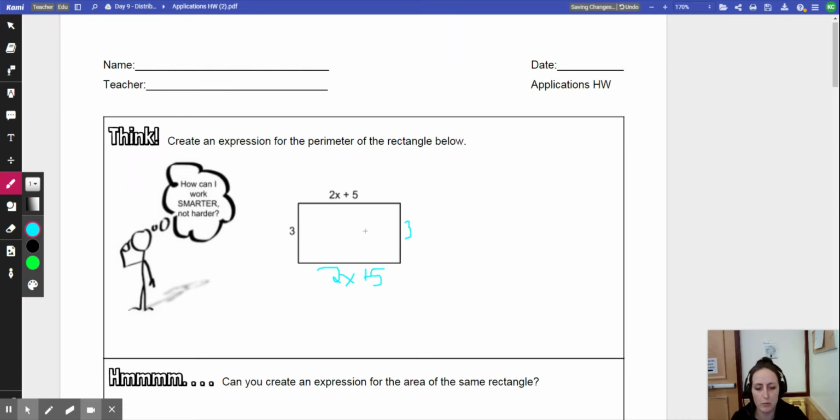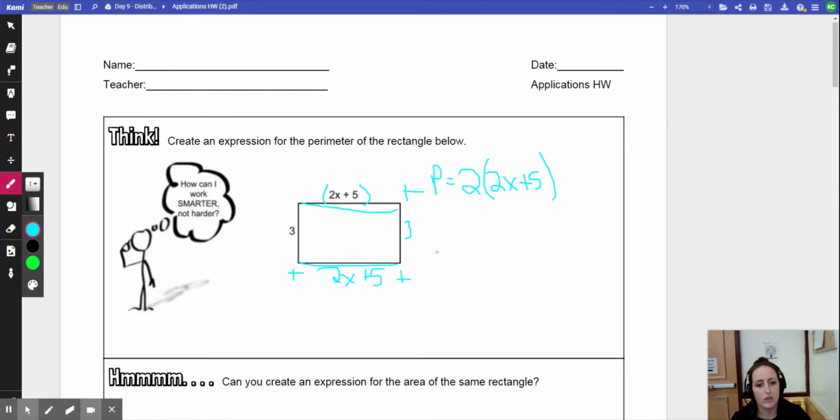Now, if we go to do the perimeter, of course, we can add all 4 sides up, and then we'll figure out what the total is. But easier than that, I can say to myself, well, I've got 2 of the 2x plus 5s. So for my perimeter, why can't I say 2 times 2x plus 5? Because I have 2 of them. So that covers this side and this side.